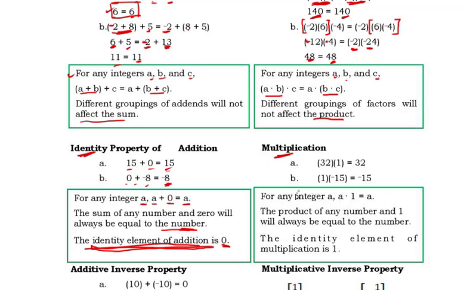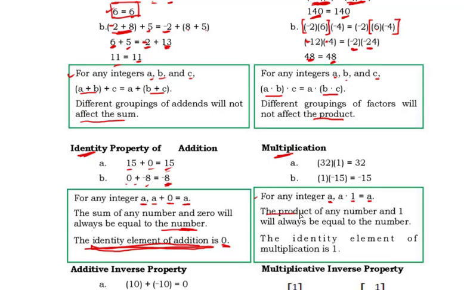In multiplication, ano naman po kaya ang kanyang identity element of multiplication? So, sabi po dito, for any integer a, kahit ano pong klaseng integer, pag minultiplyan mo po ng 1, ang sagot ay yung number pa rin.